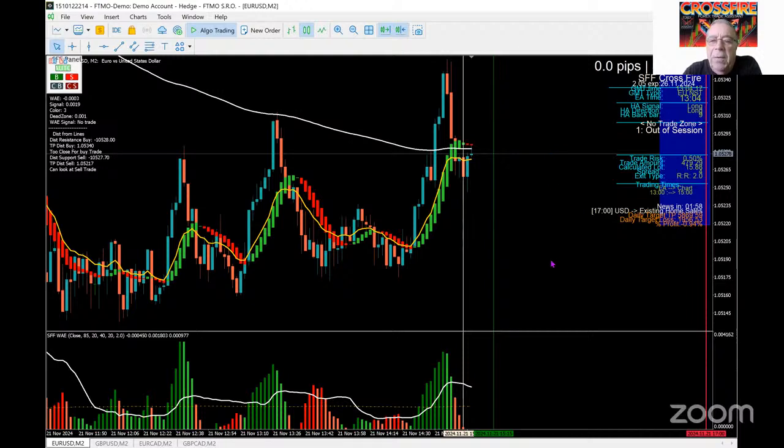For the benefit of anyone who's new, we've got a white vertical line here which is marking 1 p.m. UK time. It says 1500, and that's because my broker is 2 hours ahead. Over here where it says 1300, which is the trading assistant time, it converts it to 1500 on the chart, just down to the fact that my broker is 2 hours ahead of me.